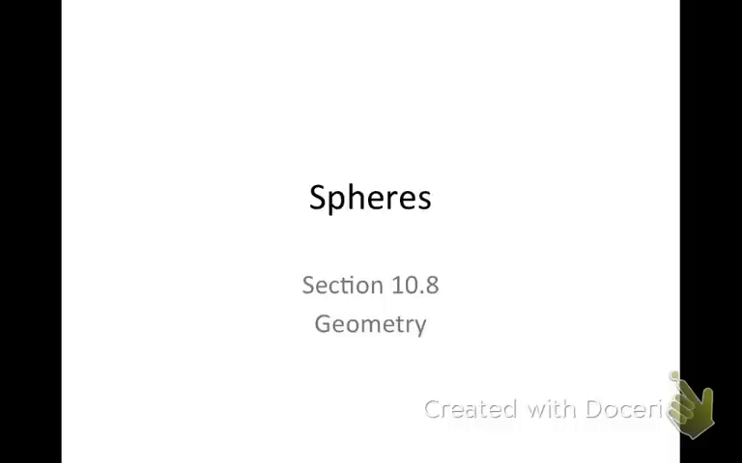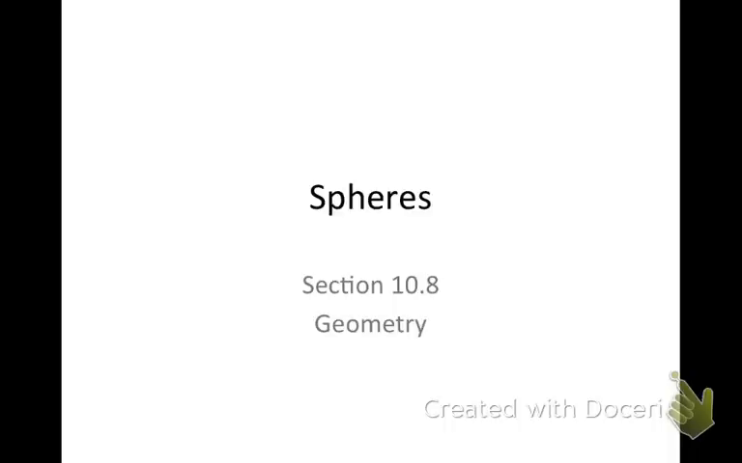Today we're going to talk about spheres, section 10.8. Who can tell me what a sphere is? Troy, what's a sphere? It's a ball, like a basketball would be a sphere. A baseball. How about a football? No, not a football. But you have a lot of different spherical objects.